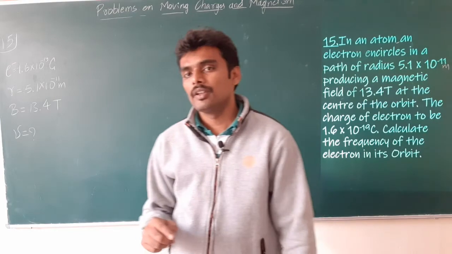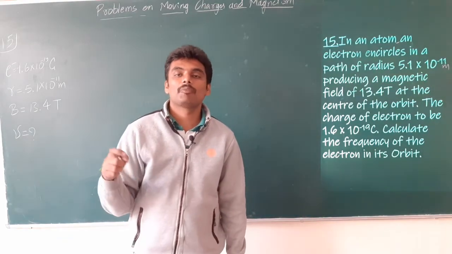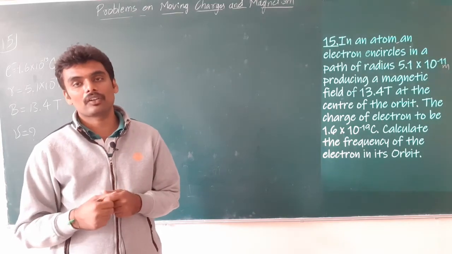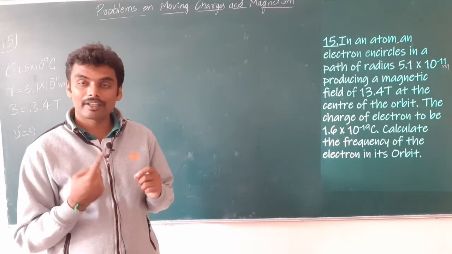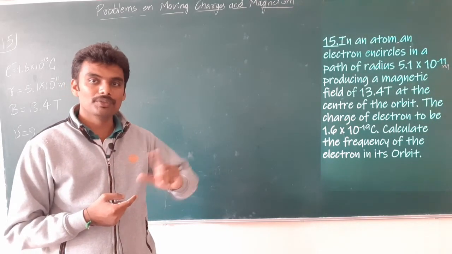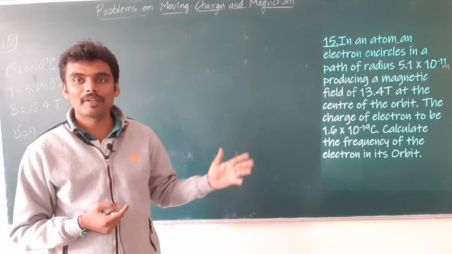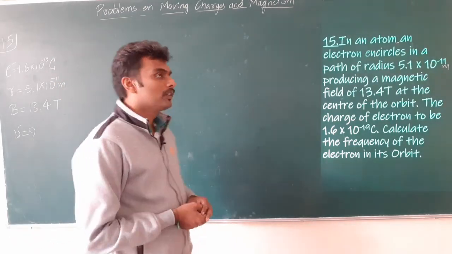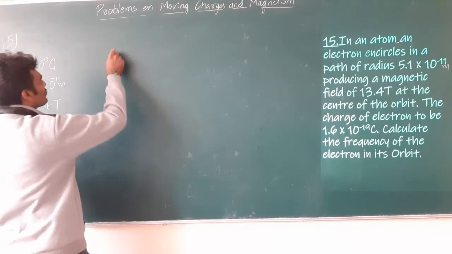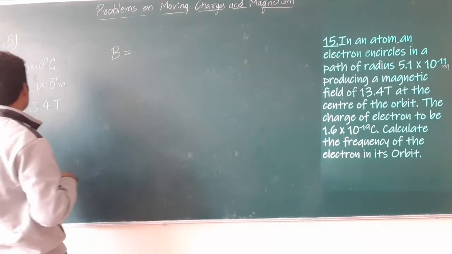How do we get that? Frequency of revolution of an electron can be found if we have the current due to that electron, isn't it? The current is Q by T. For one revolution, Q is equal to E, small t is equal to capital T, time period, right? So our aim would be to find I first, and making use of I we will get mu. Fine. So to get I, we will make use of the formula of B.